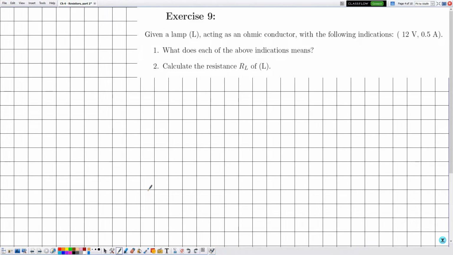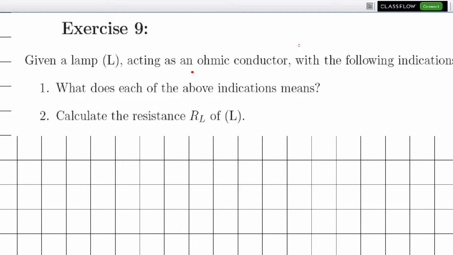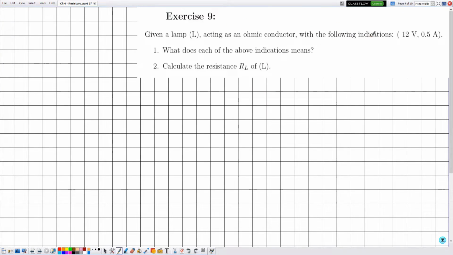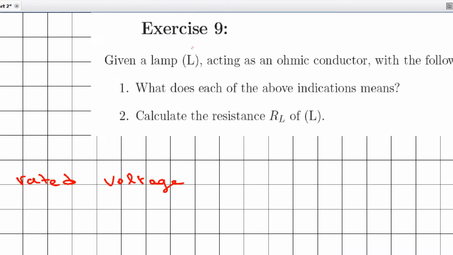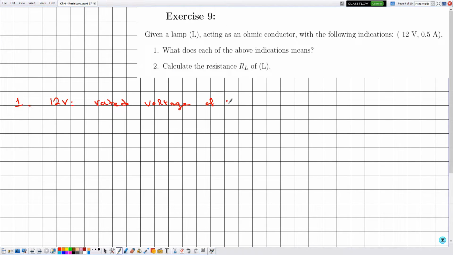Now exercise number 9. They are telling me, given a lamp L acting as an ohmic conductor. So what is meant by an ohmic conductor? Then we can apply Ohm's law, with the following indications: 12 volts and 0.5 amperes. Now in number 1, they are asking what each of the above indications means. Let's start with 12 volts. We know it's the rated voltage of which electric component of the lamp L, under which it functions normally.